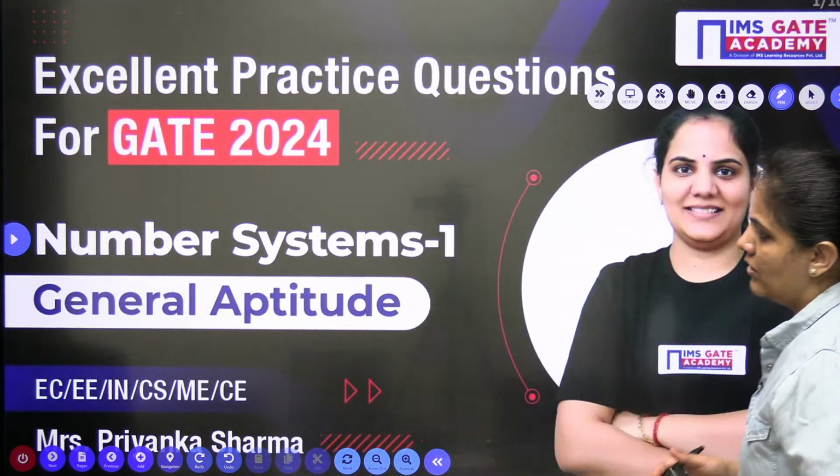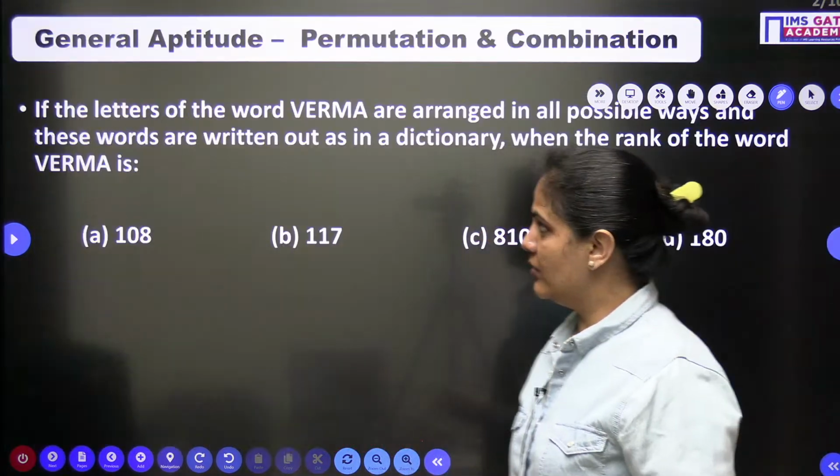As we know very well, here we are going to discuss the excellent practice questions from permutation and combination. So let's have more discussion on the permutation and combination questions. In the last session also we had a discussion on the PNC, permutation and combination questions. So let's continue with that one.